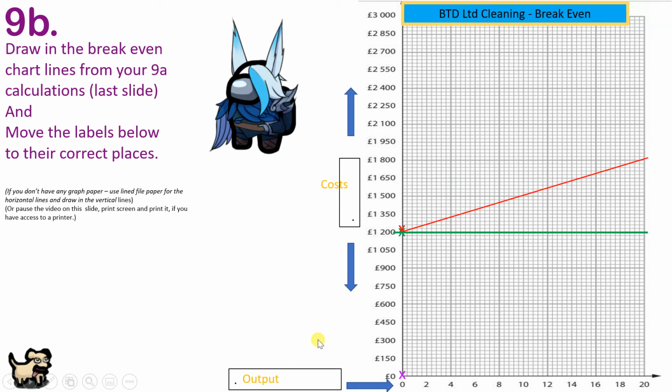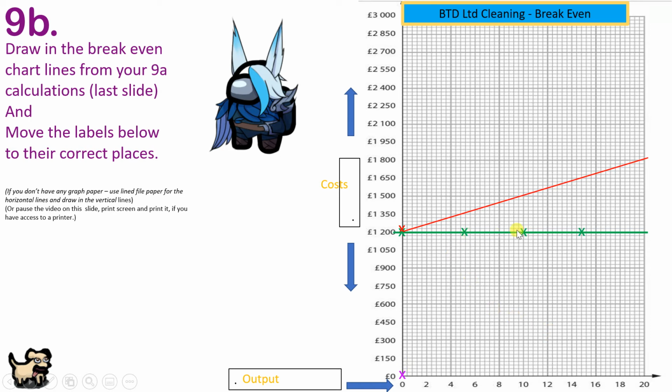Well, for 9b, we've already got some information on the graph. We've got the green fixed costs, we've got the red total cost, we've got the purple revenue plotted on the chart, we've got output labelled on the x-axis, we've got cost labelled on the y-axis, and the title at the top, BTD Limited Cleaning Break-Even Chart. Your job, just as a little job left, is to plot the rest of the data onto the chart, and we can see what we can find out when we do this break-even.